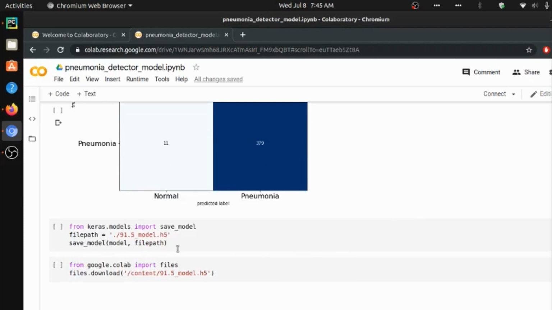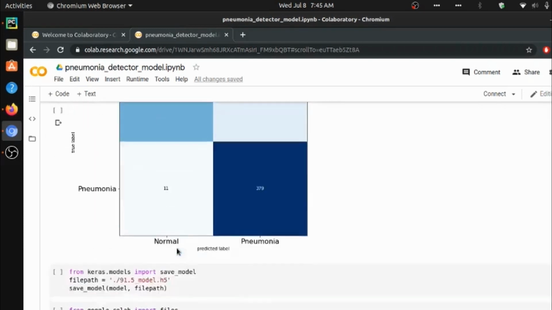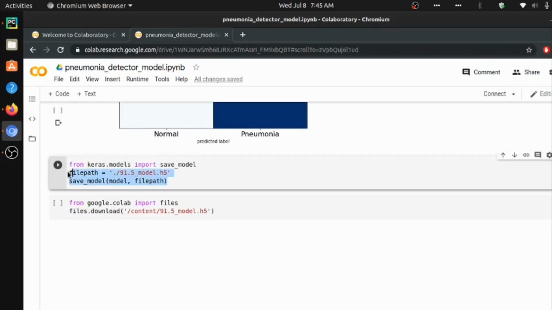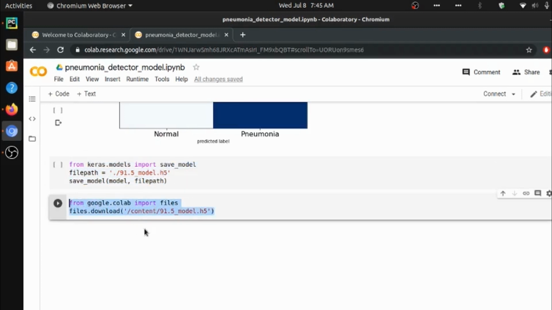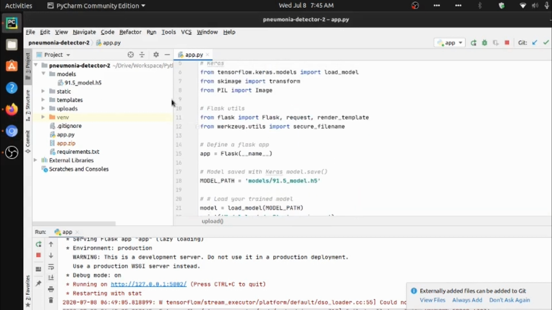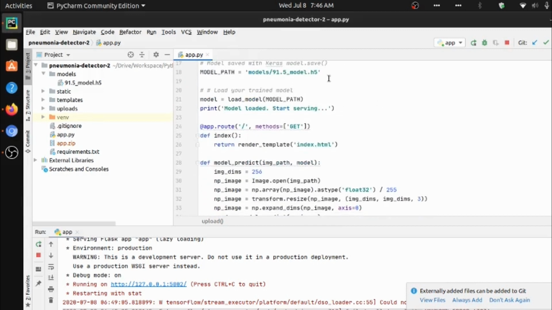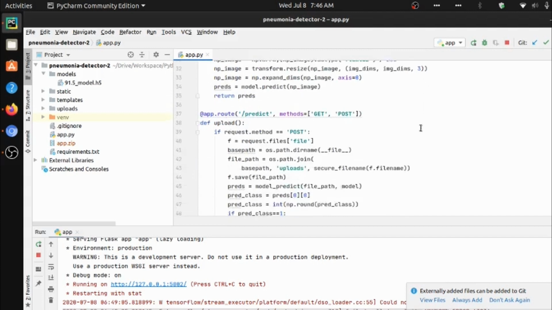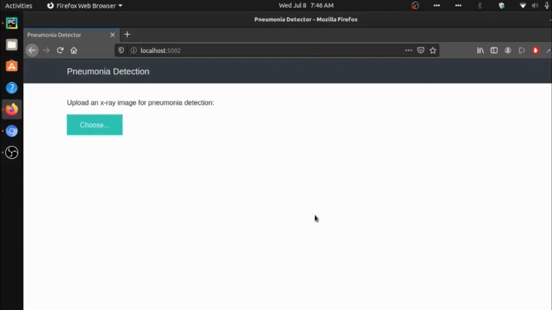And after this prediction, we are using keras.models to save our model in a particular file path. Then using google.colab, we are downloading this particular model. After downloading it, we would use it as the model to predict our output. So in our Flask application, we have taken in this particular model and any input from the user. Suppose the UI of our application is this, where this is the index page.